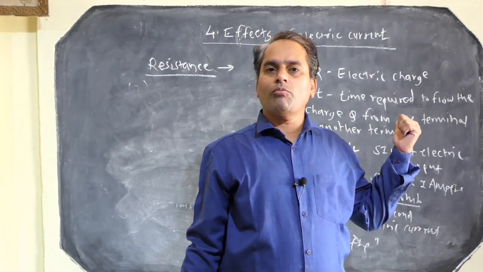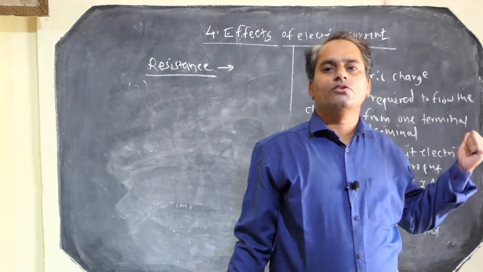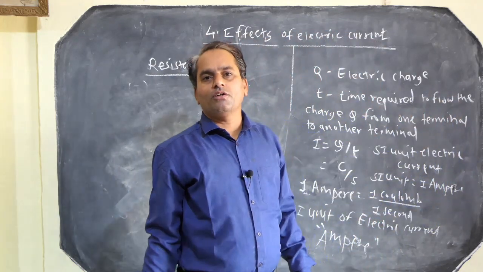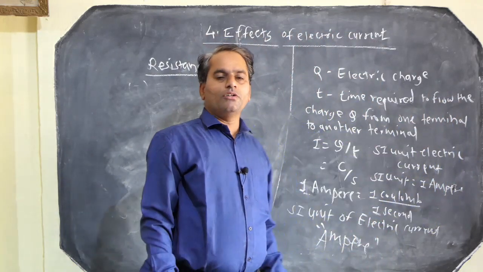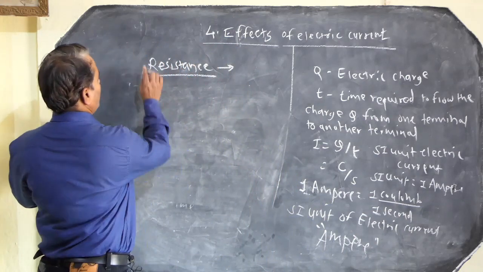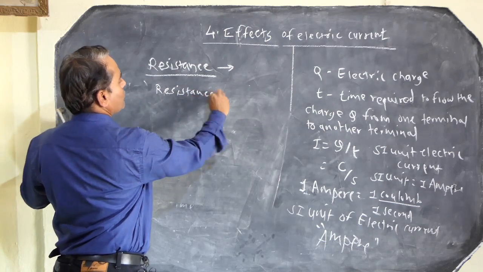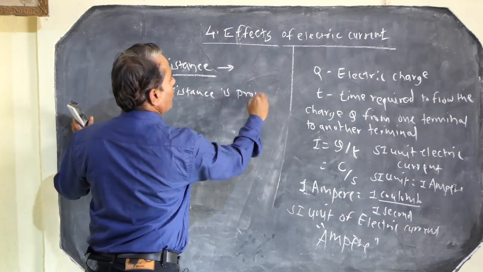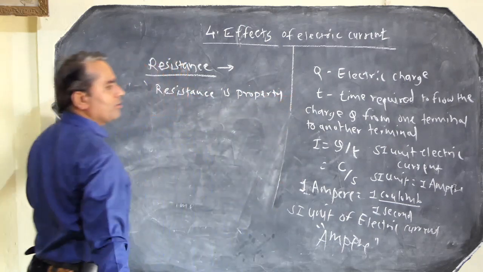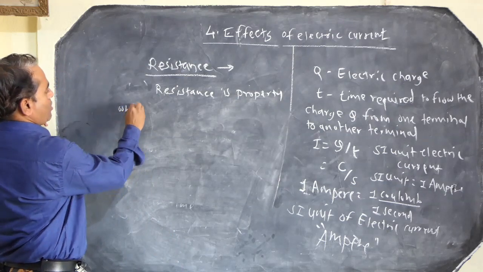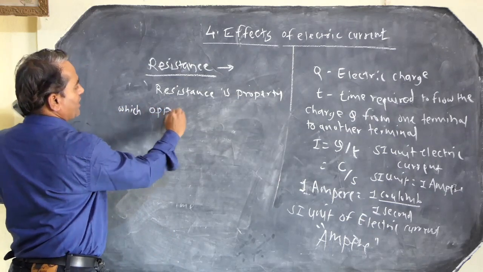Similarly, in the case of an electrical circuit, that property is also called resistance. So what is that? Resistance is the property which opposes electric current.